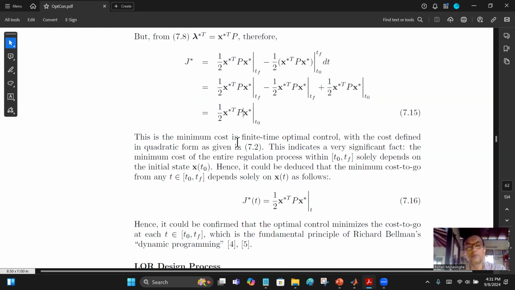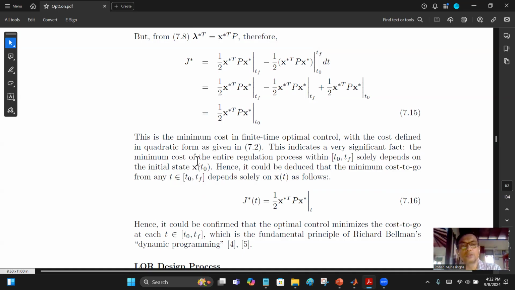So this is the minimum cost in finite time optimal control with the cost defined in quadratic form as given in 7.2, right? So this is not universally applicable. This is only applicable if you have defined your cost function as quadratic, as we have done in equation 7.2. But remember, quadratic is a very common thing because any variable squared is energy. We know that, okay? So this indicates a very significant fact.